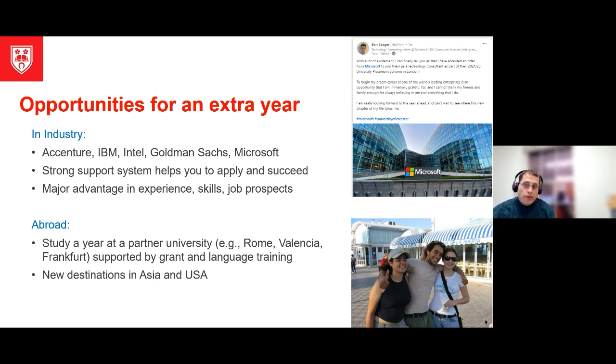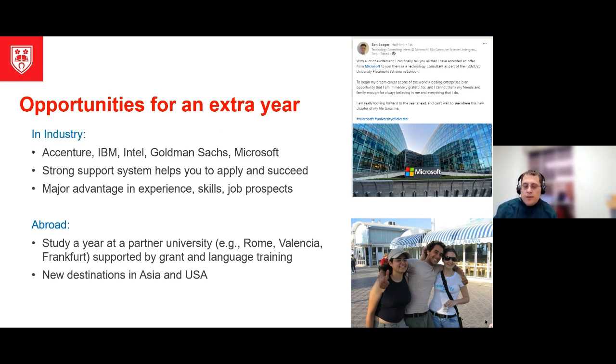And why should you do it? Because it gives you major advantages in experience, in skills, in your job prospects. There are students that have done a placement and then got offered a job by the company, like Cameron, one of our recent graduates, who then decided to go to a different company because that fits what he wanted to do even more, but he had that offer to go back to his placement company.